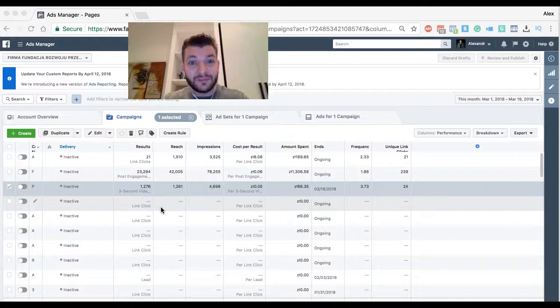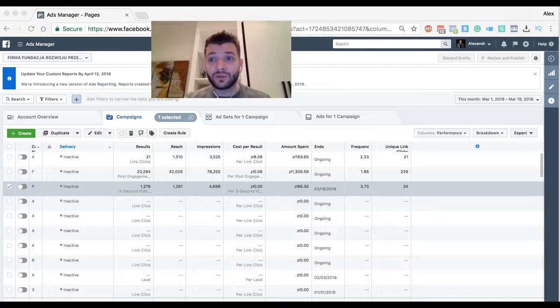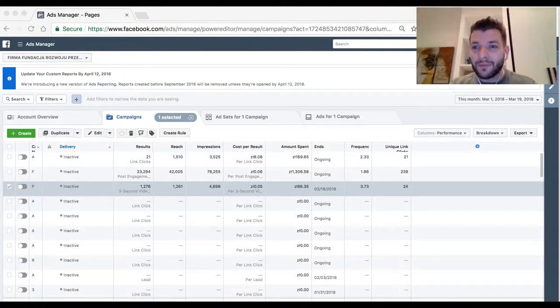Basically, you target buyers, people who are likely to become your customers, and your Facebook advertising campaigns become highly profitable. So we start in our Ads Manager. If you log in to your Ads Manager, here is what you're going to see.